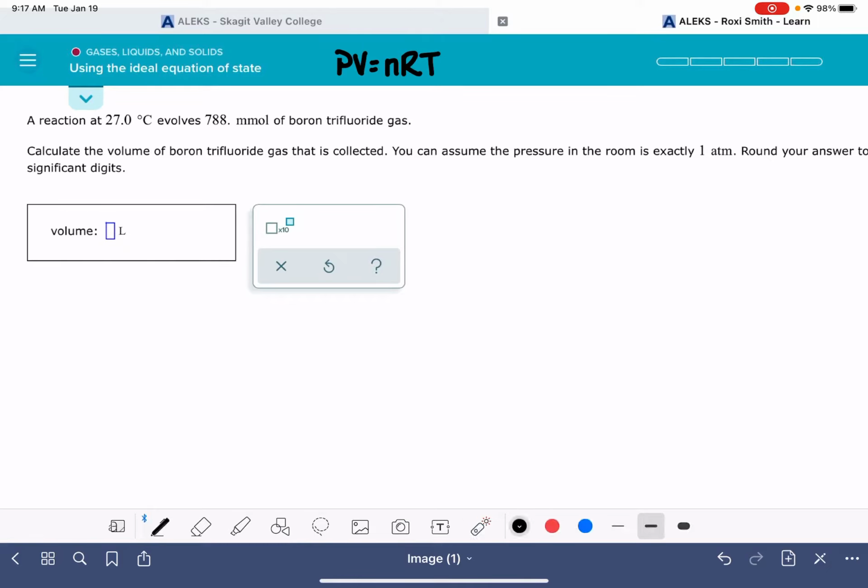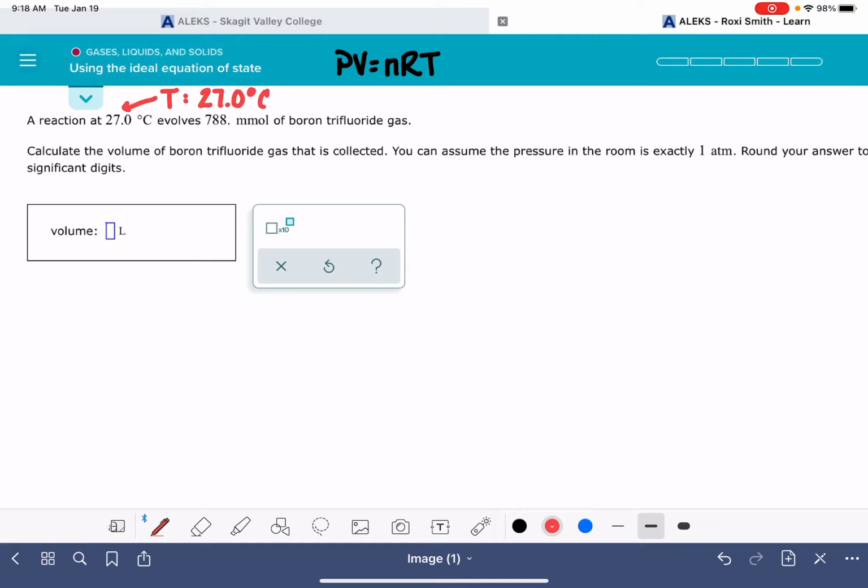So we're going to go through this problem and just identify the 3 variables that are given to us. First, we have the temperature. The reaction is taking place at 27.0 degrees Celsius. Remember, in the ideal gas law, the temperature needs to be expressed in units of Kelvin. So we can just go ahead and do that conversion right there.